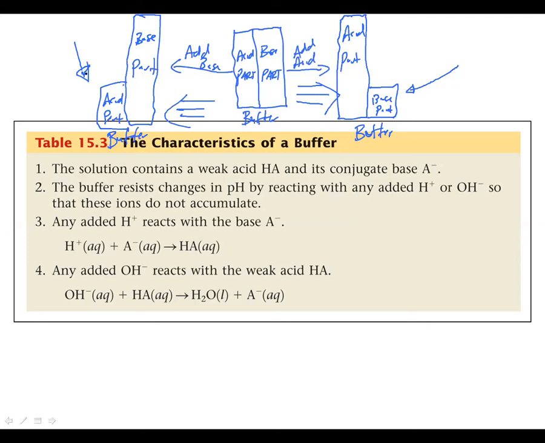So a buffer has to contain a weak acid and its conjugate base, or a weak base and its conjugate acid. And again, basically by reacting with acid or base that's added to the buffer, it prevents the formation of H plus or the formation of OH minus being there freely in the solution, and thus being able to maintain the pH relatively constant. Any questions on how a buffer works?